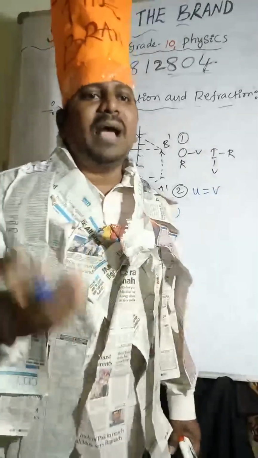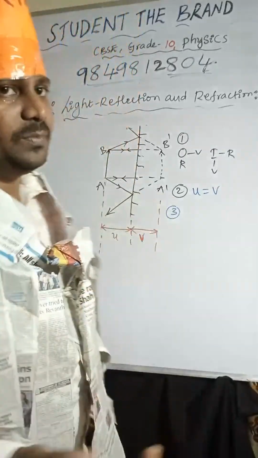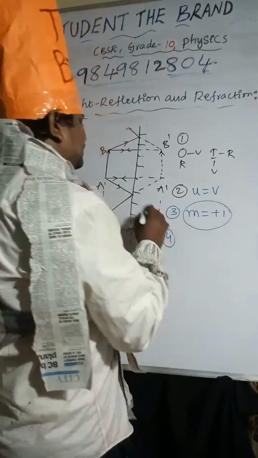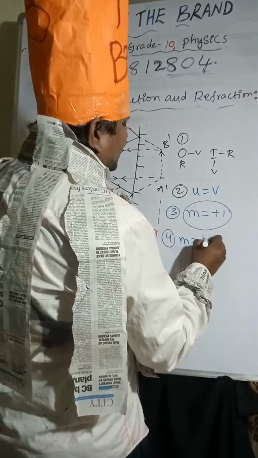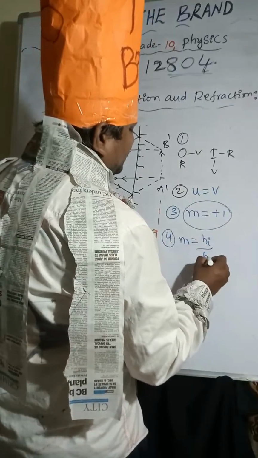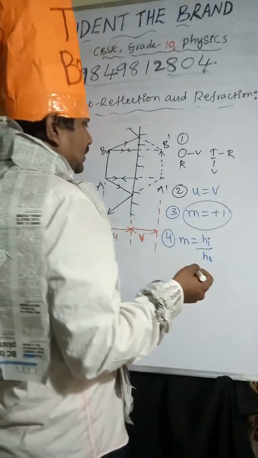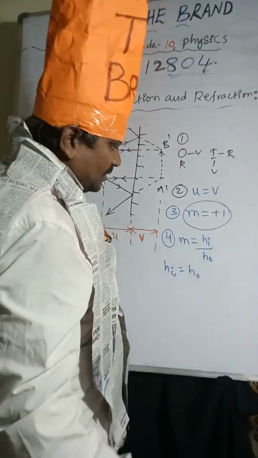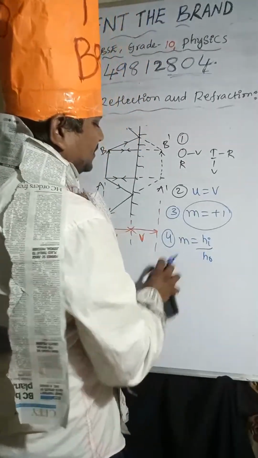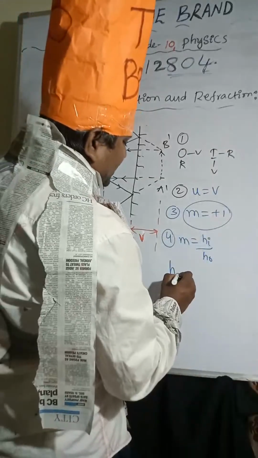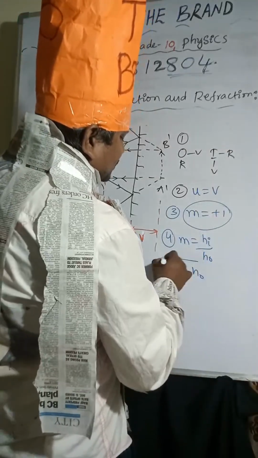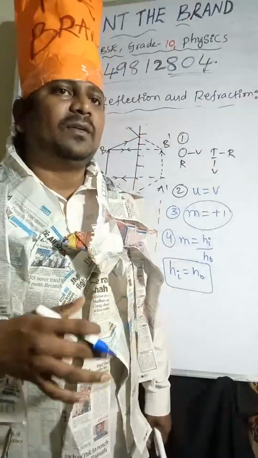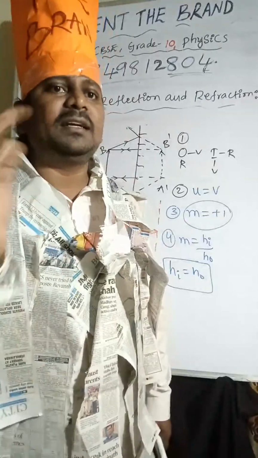And also the magnification is +1. That is nothing but the height of the object is equal to the height of the image. Magnification is the height of the image by the height of the object. Why are we getting magnification +1? Because the image forming is virtual, erect and the same size.